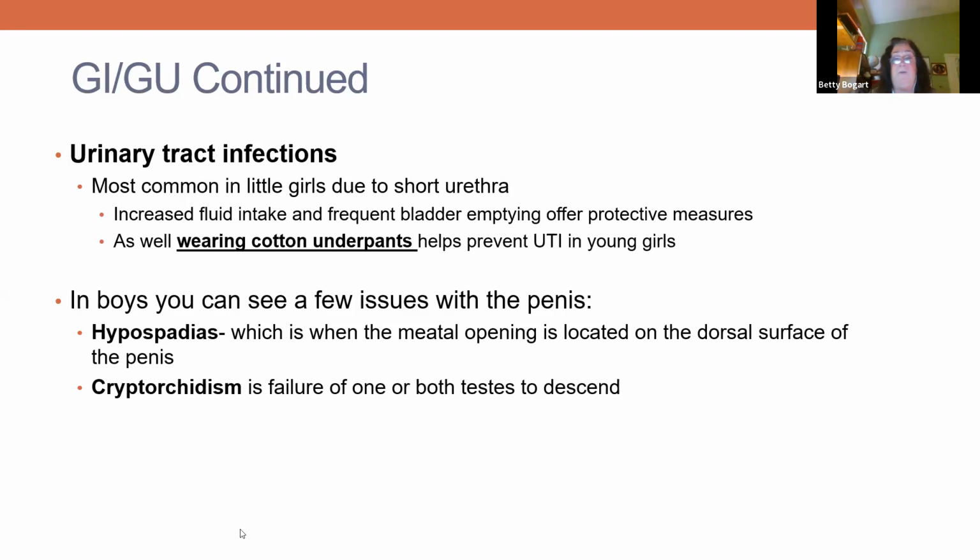Cryptorchidism. Ever have a baby, a male, a little boy, bring him to the pediatrician? One of the first things they do is they feel their testicles, right? They want to make sure that the testicles came down. If they haven't, they may need to do surgery on them because they don't like the warm environment inside.